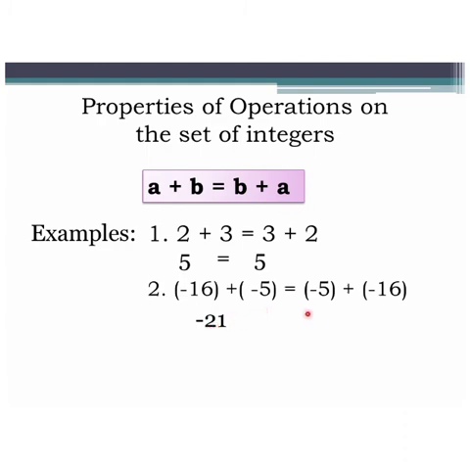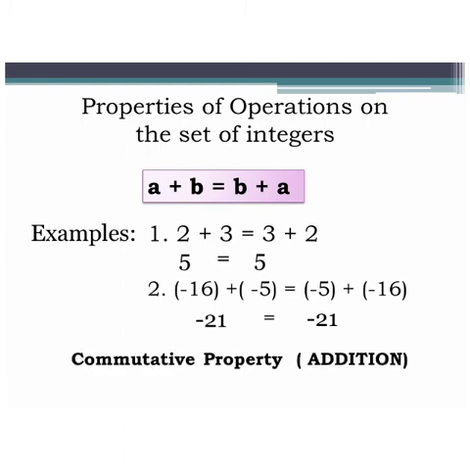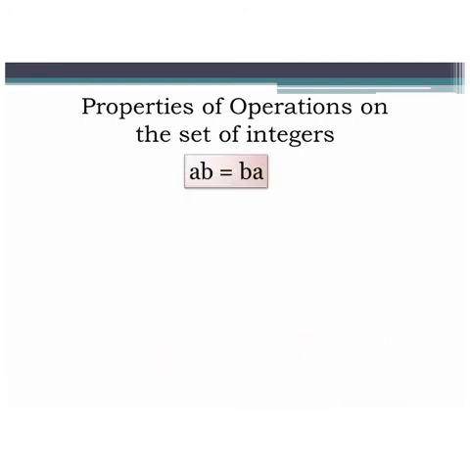Okay? Sa kanan naman, you have negative 5 plus negative 16. That is still negative 21. So, both sides are equal. Hindi nagbabago yung resulta. So, again, this is what we call commutative property. It's all about addition. Alright? Next, punta tayo sa multiplication. So, we have A times B is equal to B times A.